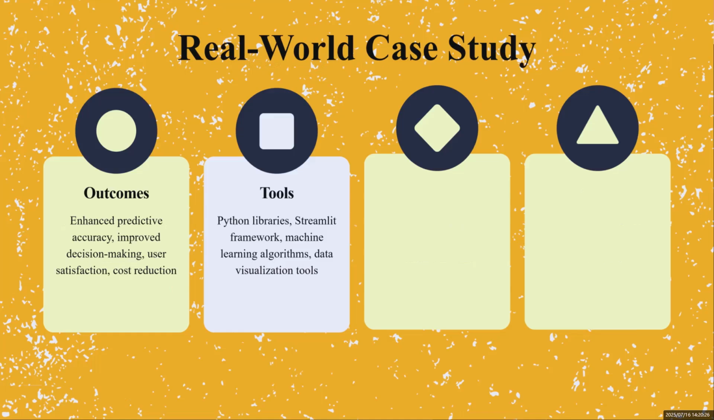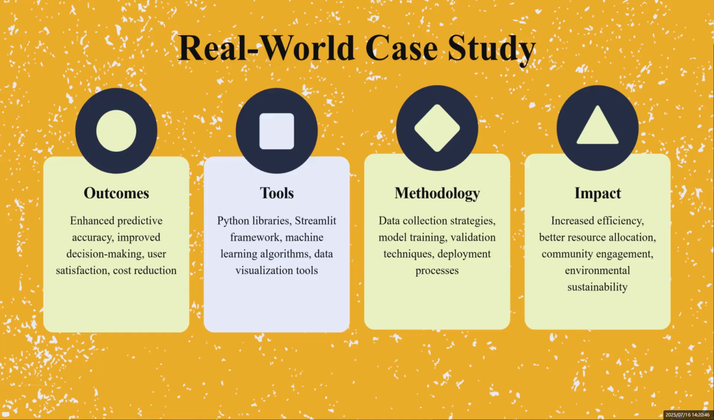Tools like Python libraries, Streamlit framework, machine learning algorithm, and data visualization tools will be part of the things we should consider. And for method, what we need to do is data collection, model training, validation technique, and then deployment processes. The impact of all this is that it's going to increase efficiency and give equal resource allocation, engage the community and look towards sustainability. In this case, we are considering environmental sustainability.